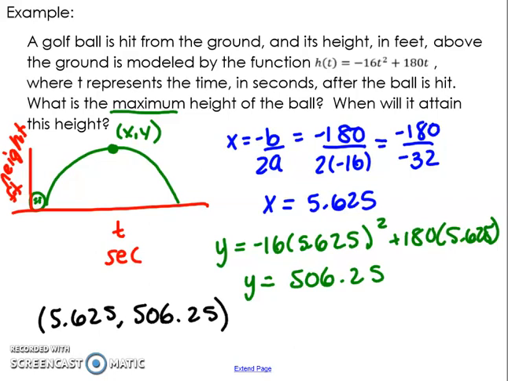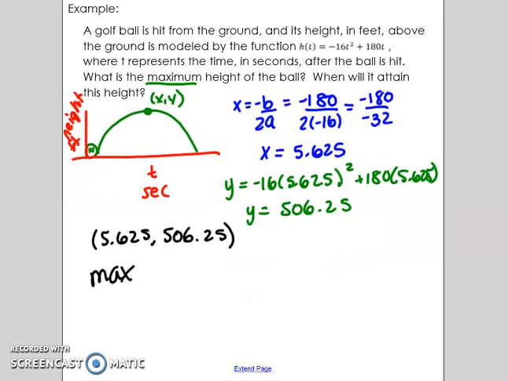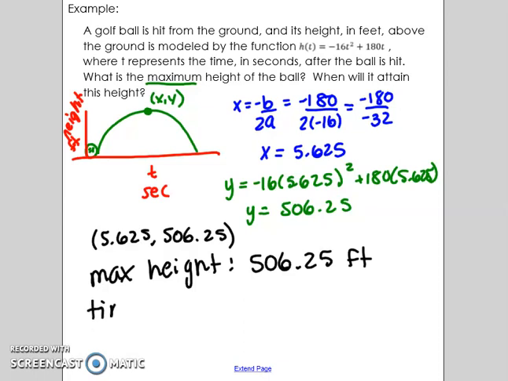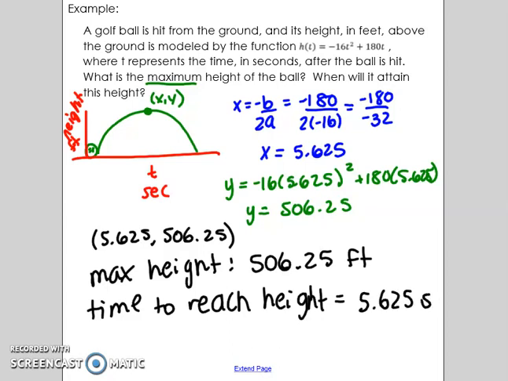Now we have to actually answer the question. What is the maximum height of the ball? Remember, if we look at our little diagram, the height is the y. So we would say that our maximum height is 506.25 feet. We want to make sure that we label it. If it's a word problem, we should have the correct label. And then when will it attain this height? The time to reach that height would be the x value, or the t value, and that would be 5.625 seconds.